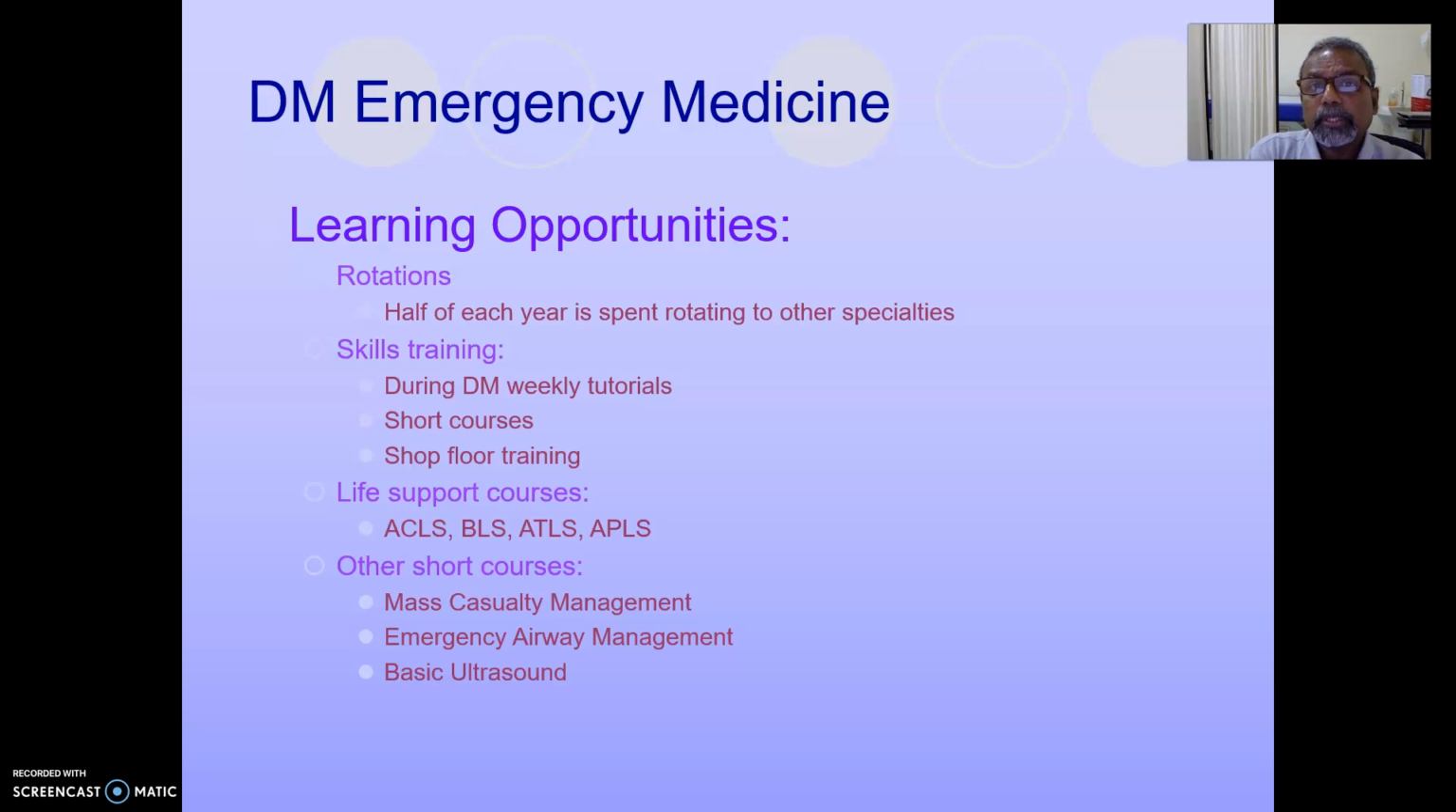It's really important to remember this is a full-time residency program. So half of the year is spent rotating to other specialties to get a broader experience. And apart from your Wednesday afternoon classes, there are other things you need to do, both academically and clinically. So there are several short courses, some of which are listed on this slide, which you have to do. And we expect that you will get some shop floor training during your 4 years from your own consultants.